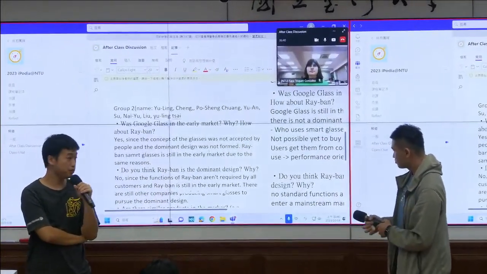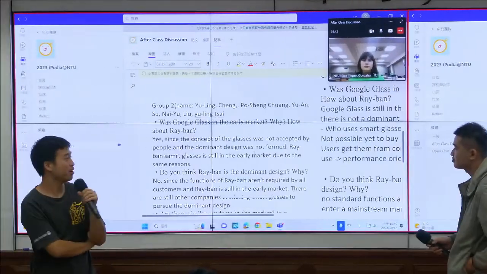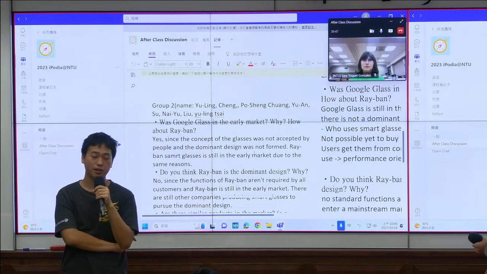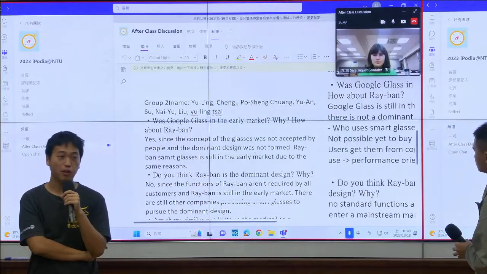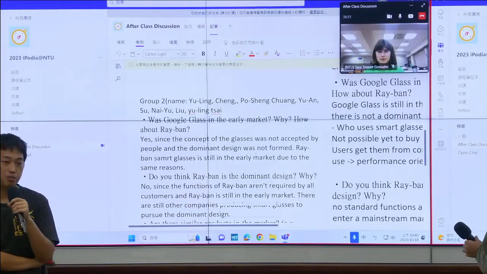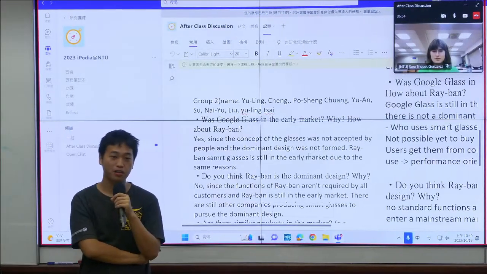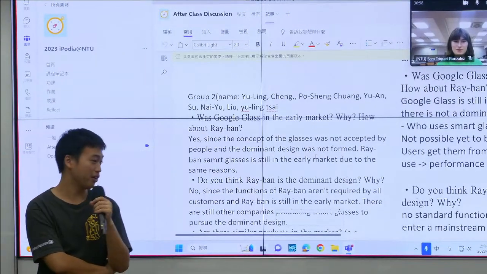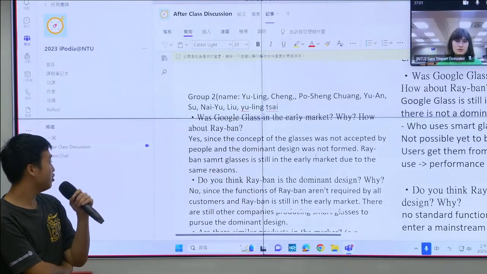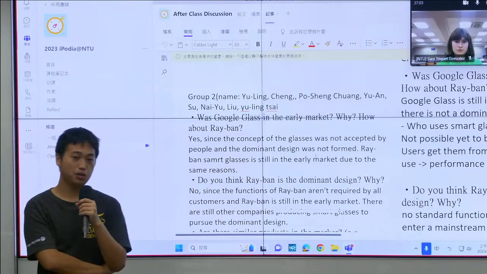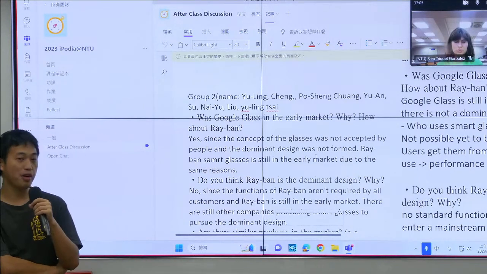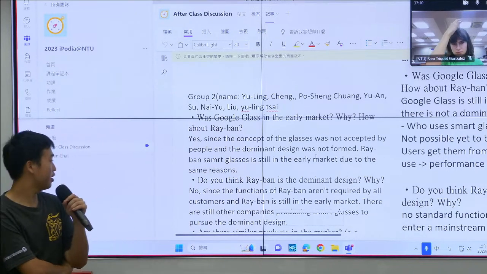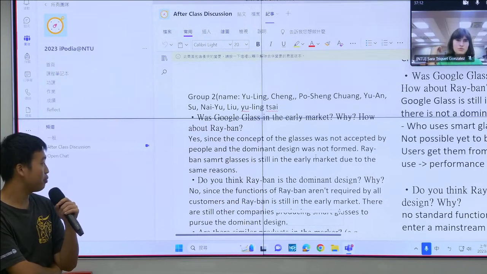So for the first question, we're Group B. We believe that Google Glass is in the early market because the concept is not well accepted or even well known among the general population. So it cannot be in the mainstream market by now. And Ray-Ban smart glasses is also in the early market due to the same reasons we provided for Google Glass. And do we think that Ray-Ban is the dominant design?